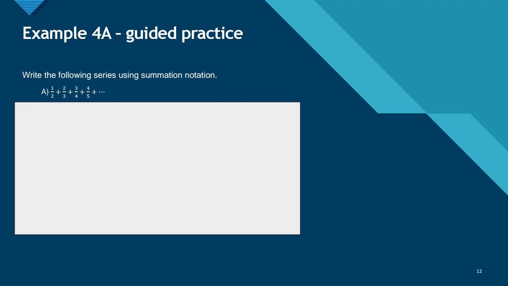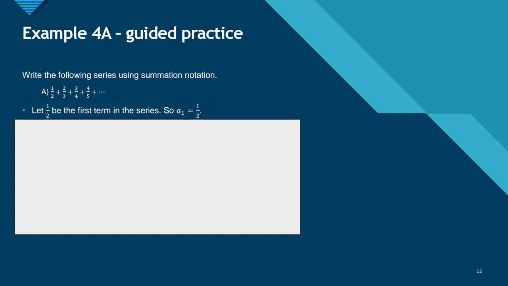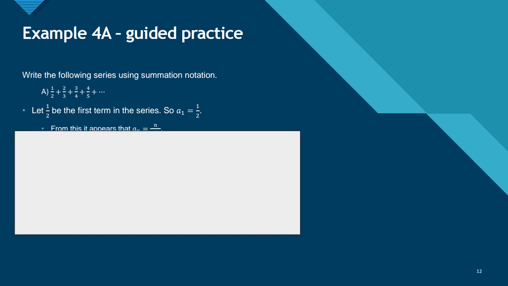All right, for example 4a, you are to write the following series using summation notation. 1/2 plus 2/3 plus 3/4 plus 4/5 plus ... So if we're looking at this, if we're starting at a sub 1, and we look at the numerators of each fraction, we go from 1 to 2 to 3 to 4. So our numerator is going to be n. If we let 1/2 be the first term, a sub 1 equals 1/2.